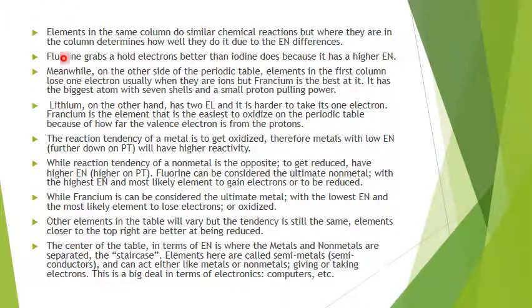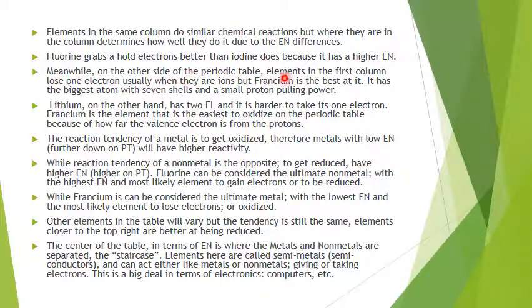Okay, so let's put this all together. Elements in the same column do similar chemical reactions, but where they are in the column determines how well they do, due to the electron and electronegativity differences. Fluorine grabs electrons better than iodine because it has a higher electronegativity, so it gets reduced easier.